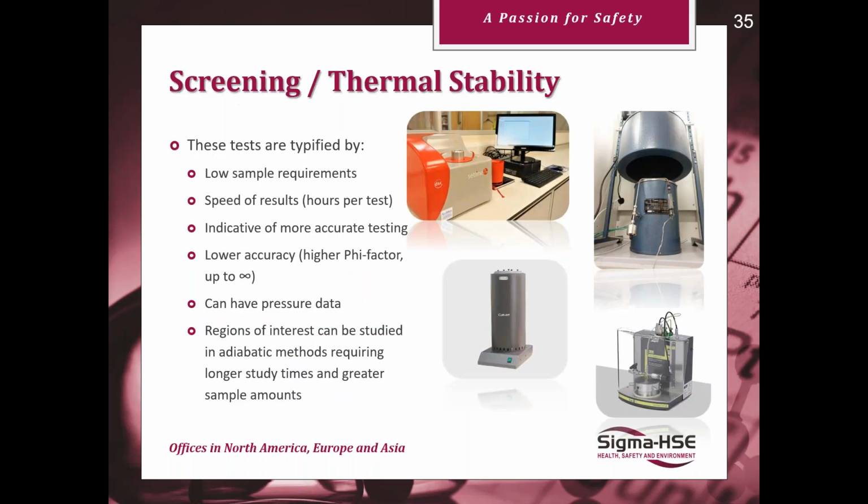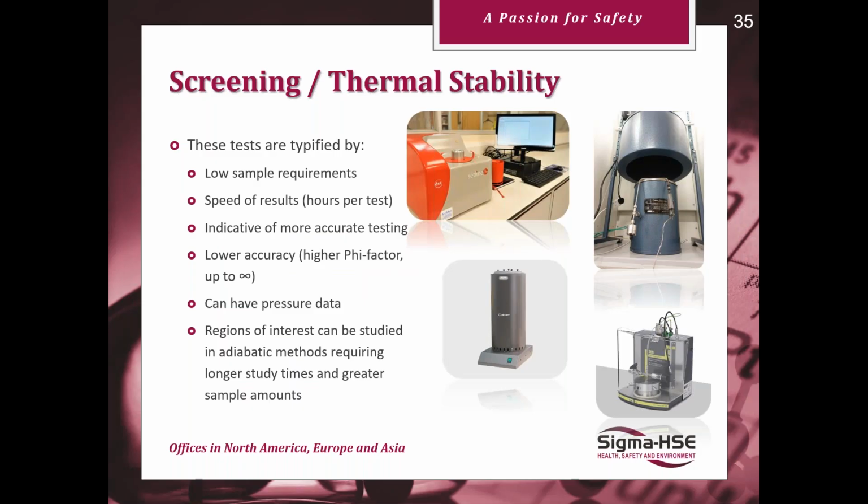Starting off then with the screening thermal stability tests. They're usually characterized by low sample requirements, which is especially good for novel materials where the sample amount is quite limited. But it's important to remember that these screening tests are purely indicative of more accurate testing. These methods tend to have higher heat losses, higher thermal inertia, which then leads to less accurate energy quantification and exothermic onset temperatures that tend to be shifted to higher temperatures.